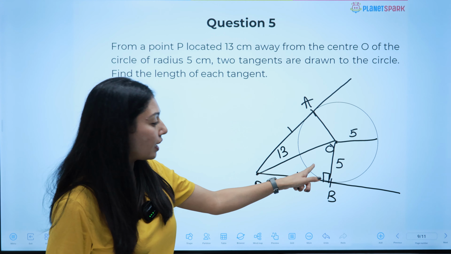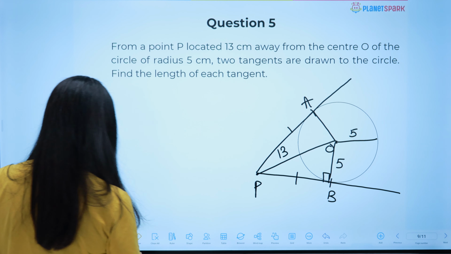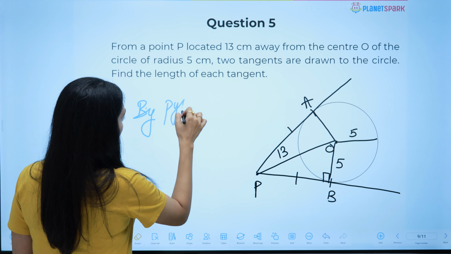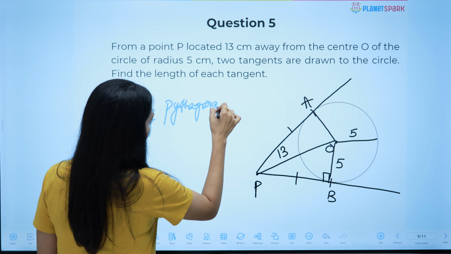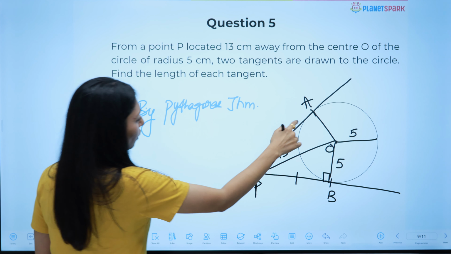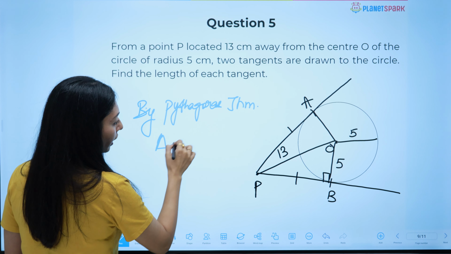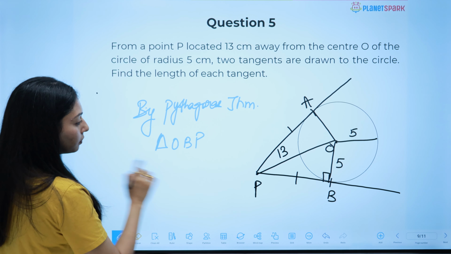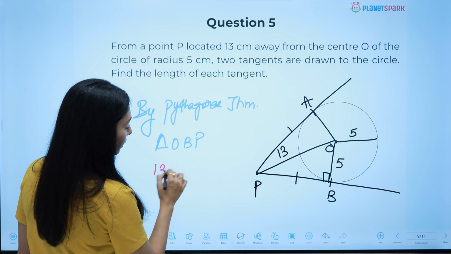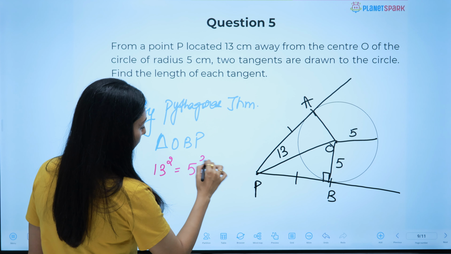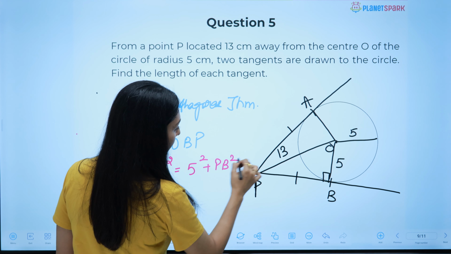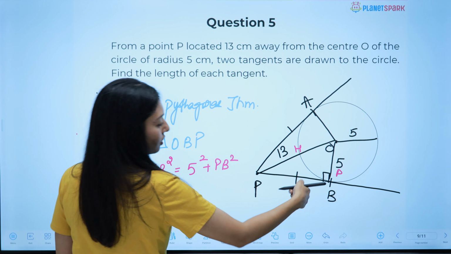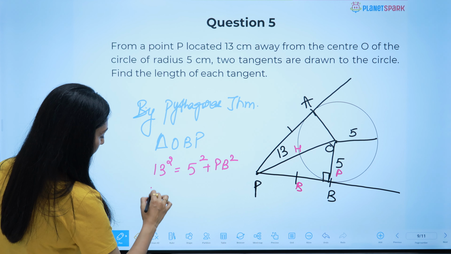Yes, we have a right angle triangle. We can use the Pythagoras theorem. Absolutely correct. So, by Pythagoras theorem, in any of the triangle you can use it. In triangle OBP, let's say in that I am applying it. Okay. So here I can write 13 square is equal to 5 square plus PB square, right? That is the hypotenuse here. Hypotenuse, perpendicular, base, or this you can take perpendicular, anything is fine.